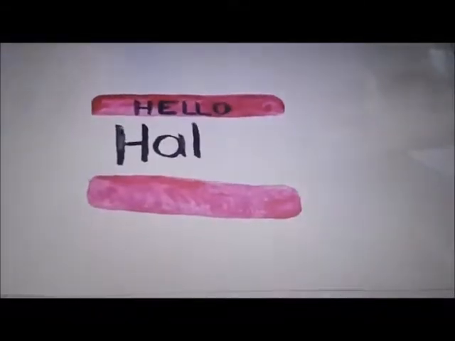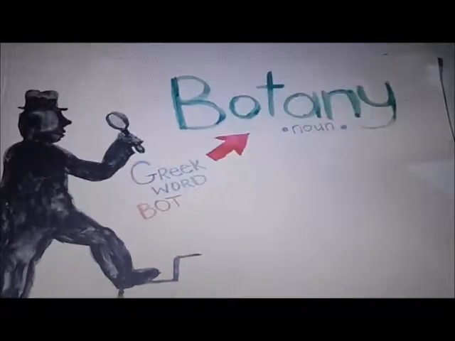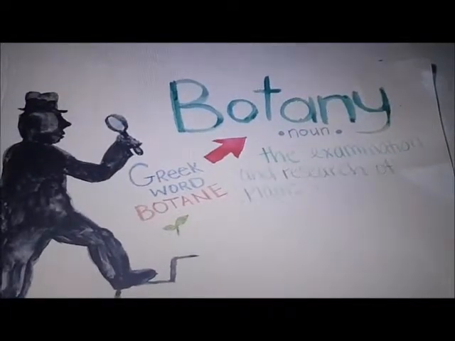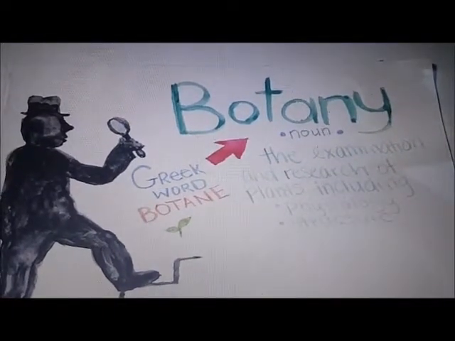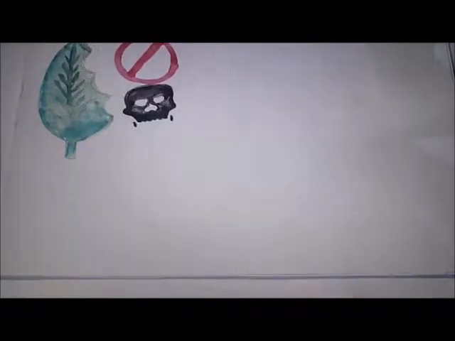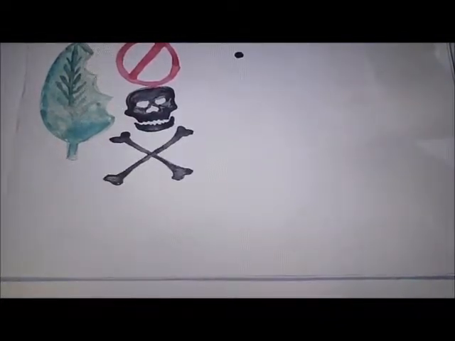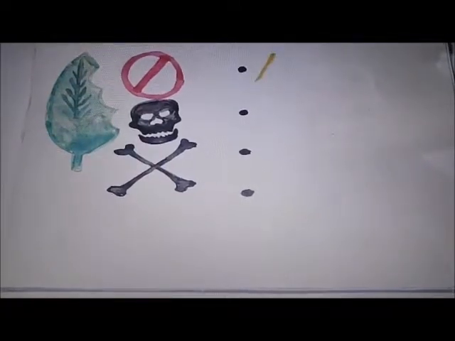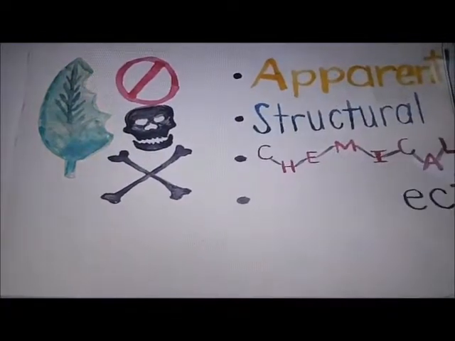My name is Haley, and today I want to discuss plants, or more specifically, plant defense mechanisms. Humans have been studying botany for many years. The word botany derives from the Greek word botane, meaning plant, and is the examination and research of plants, including their physiology, structure, genetics, ecology, distribution, classification, and economic importance. Since herbivores use plants as a food source, plants have developed a variety of strategies to discourage or kill attackers. Today, I'm going to divide these defenses into 4 categories: apparent, structural, chemical, and indirect.